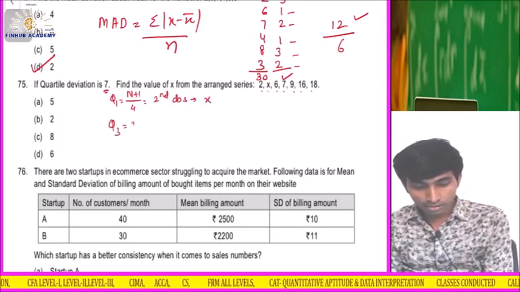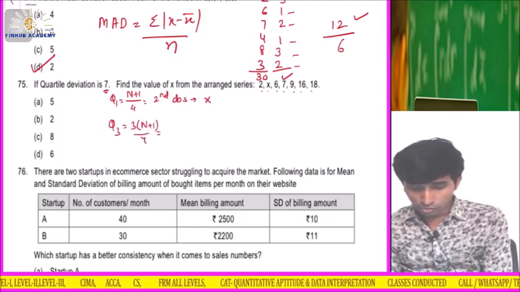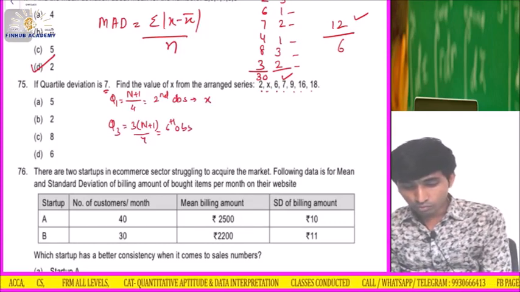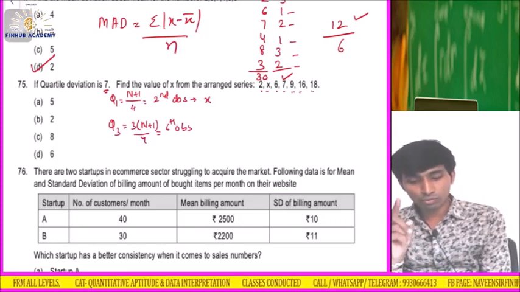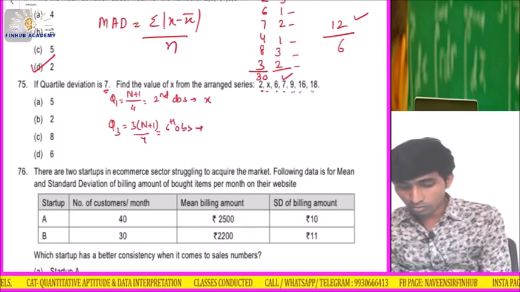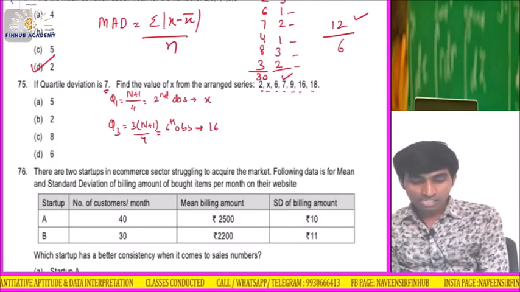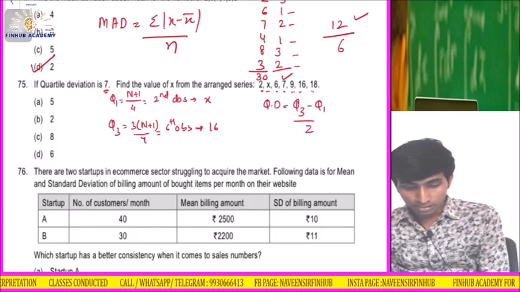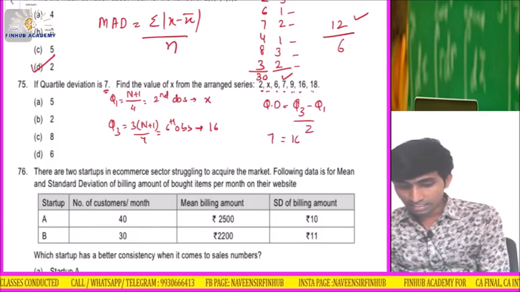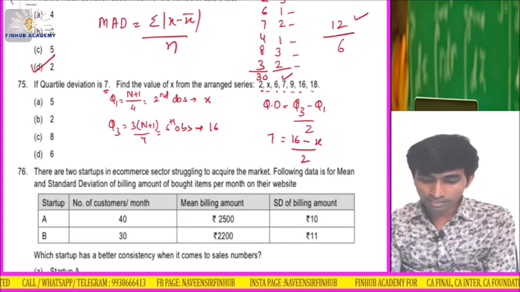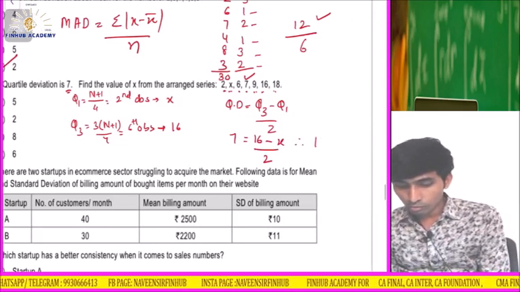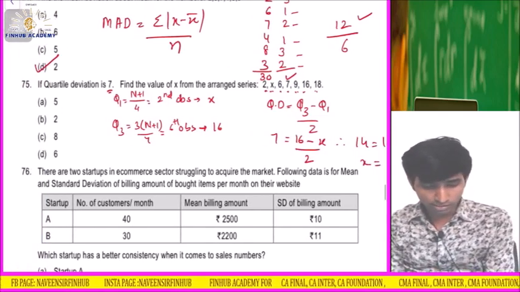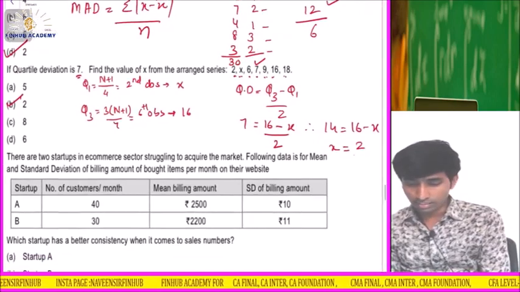Q3 was 3 into n plus 1 upon 4. n is 7. 7 plus 1 is 8. 8 divided by 4 is 2. 3 2s are 6. Sixth observation. 1, 2, 3, 4, 5, 6. So it is 16. Because I know QD is equal to Q3 minus Q1 upon 2. QD is how much? 7. Q3 is how much? 16. Q1 is how much? x. 7 2s are 14. Therefore, 14 is equal to 16 minus x. x is equal to 16 minus 14, that is 2. So the option is 2. Okay, x is how much? 2. Okay, easy question.